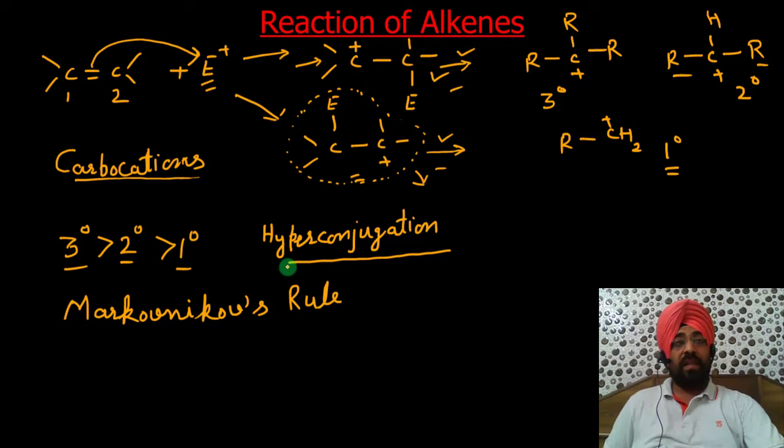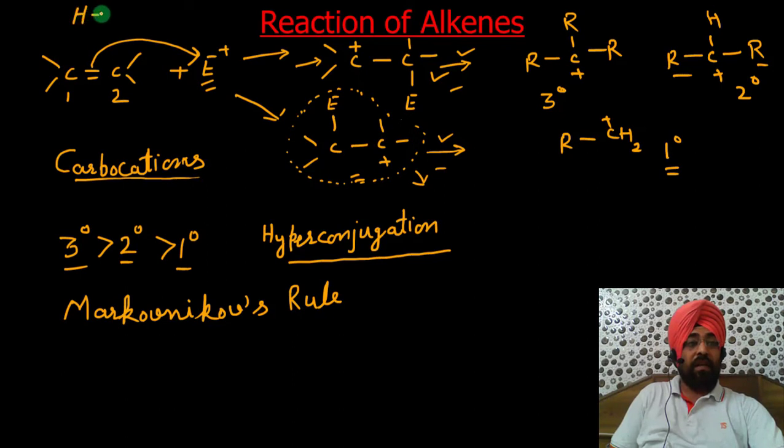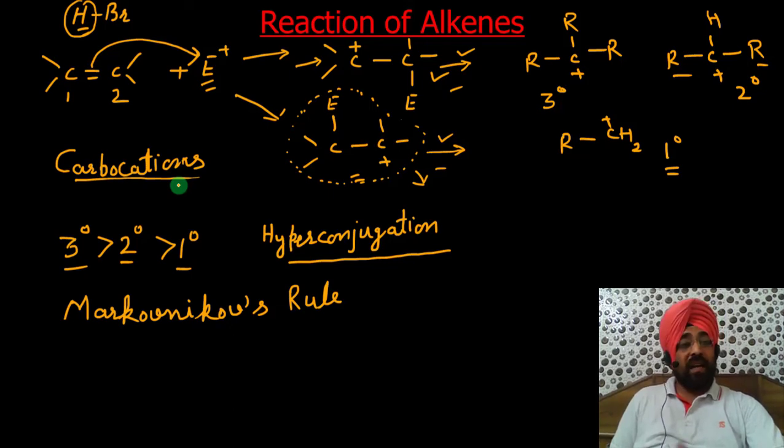Another rule you might have studied in your lower classes is this statement: the positive part of the addendum goes to that carbon which has the higher number of hydrogen atoms. Addendum means the reagent that we add. Suppose it is HBr, we call it the addendum. Its positive part is H positive. Or another statement can be: the negative part of the addendum goes to that carbon which has the lower number of hydrogens. So this is the statement of Markovnikov's rule.